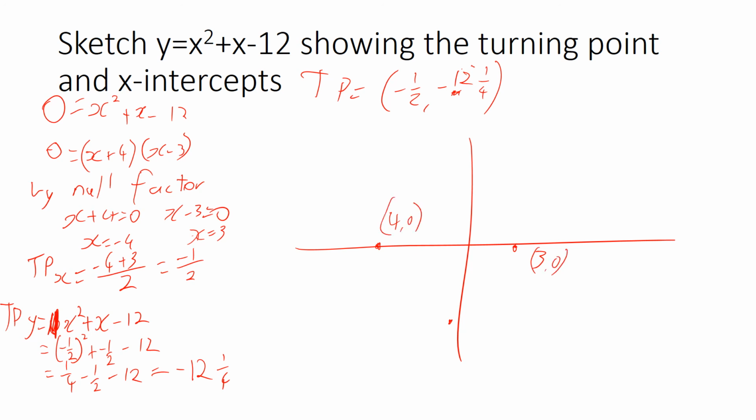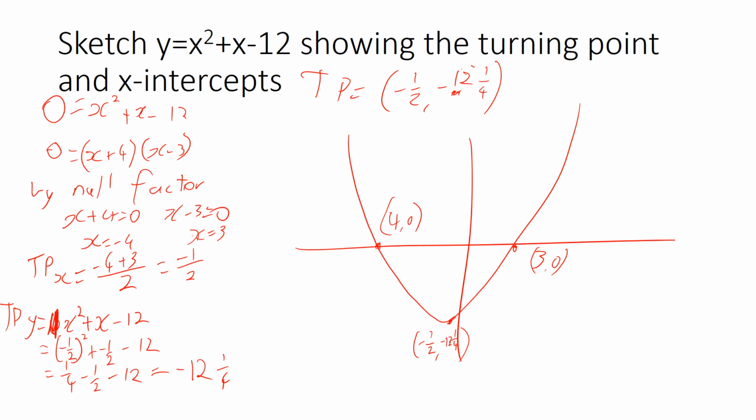You can label these as just x equals -4, x equals 3, or you can label them with the point notation like I've done here. And then down here we've got -1/2, -12 and 1/4. Try to write a bit more neatly than I have. Now let's parabolize these together. There we go. And that's it, all done.